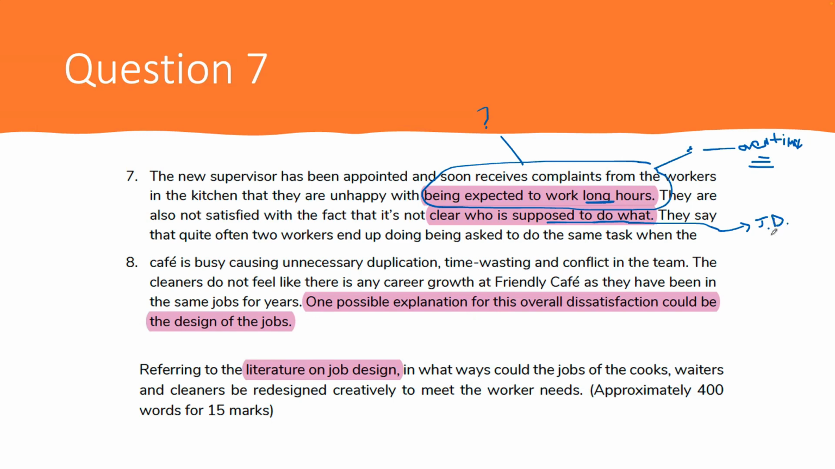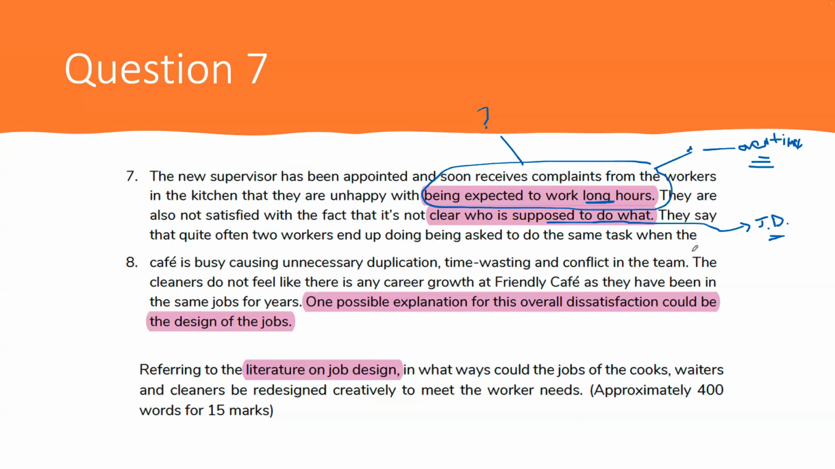You guys know what the JD is? It's a fancy acronym for what? Job description. Job description, absolutely. So is there a JD in place? So again, some assumptions here. Often people are asked to do the same task, and there's duplication, time wasting, conflict. The cleaners do not feel like there is any career growth.